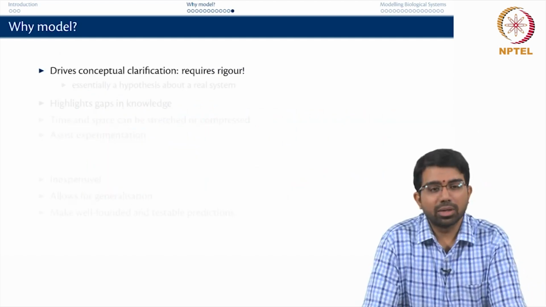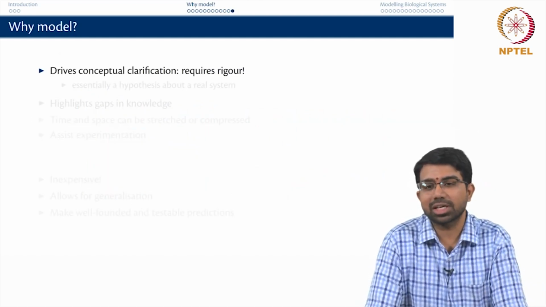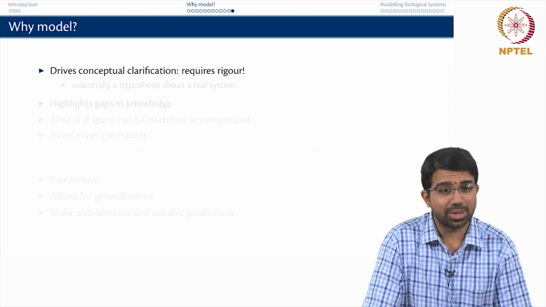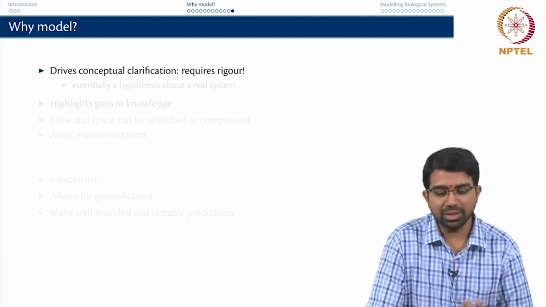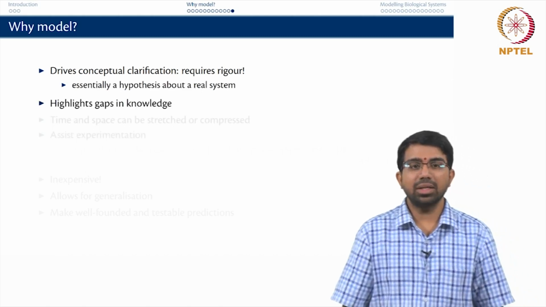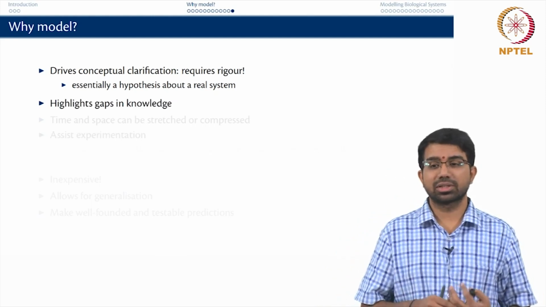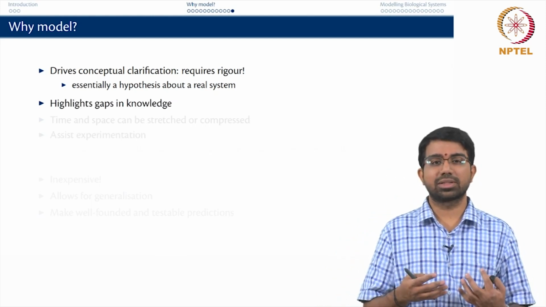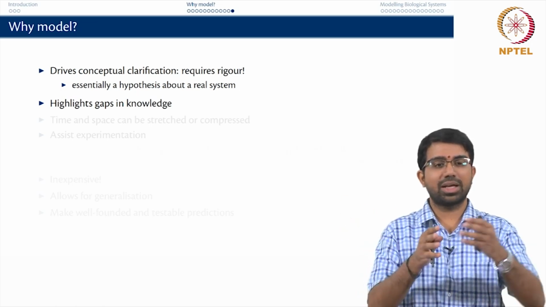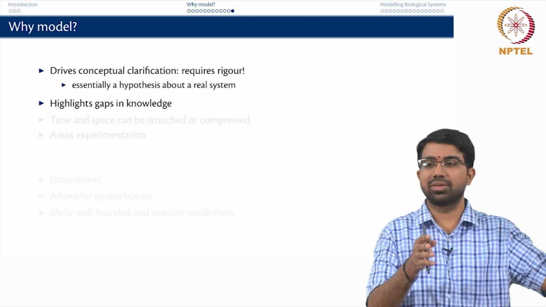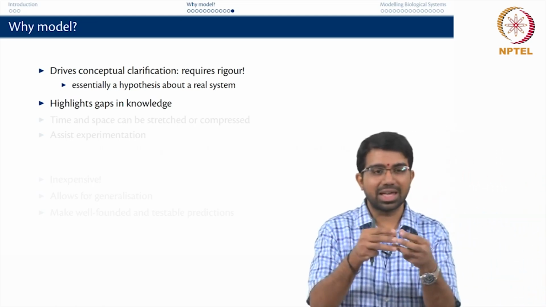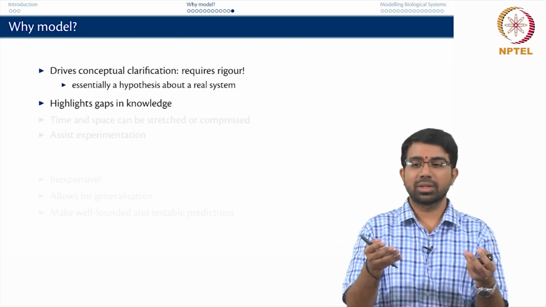So, why model? One very important aspect is it drives conceptual clarification and it requires some rigor, right. As I said, you basically commit to a hypothesis about a real system, and then it highlights gaps in knowledge. This is another very important aspect of modeling a system. You build a model of a system, you find that it does not work. You find that it has certain disagreements with what is observed in reality, what is observed through experiments, then there is a particular gap that needs to be fixed, right.